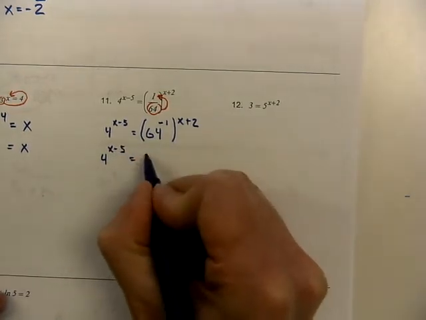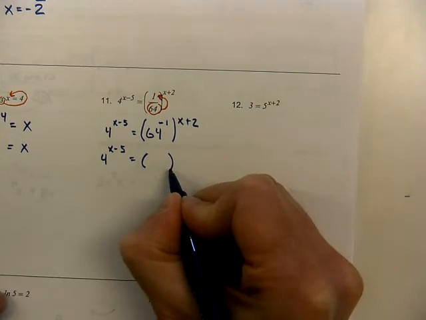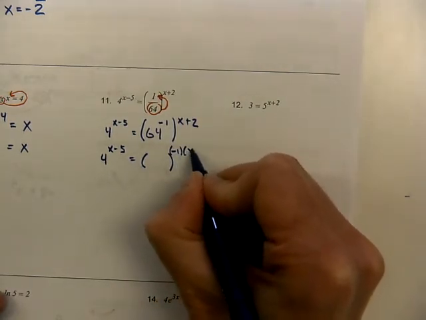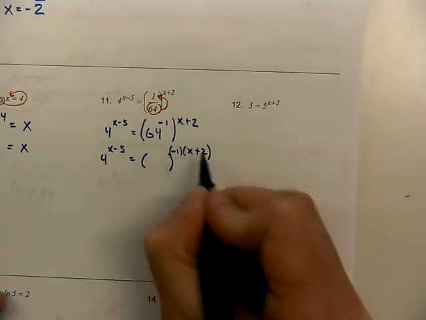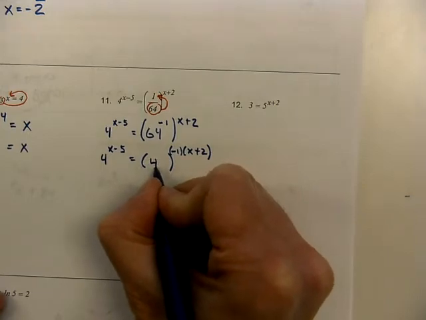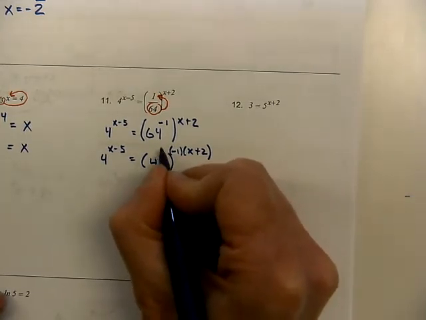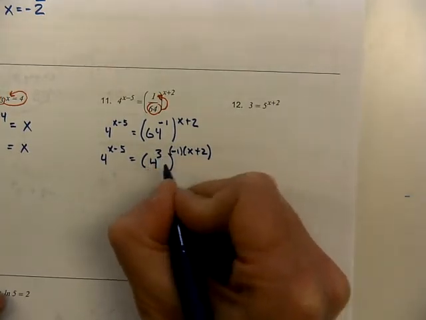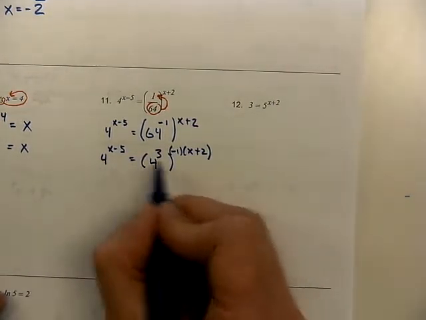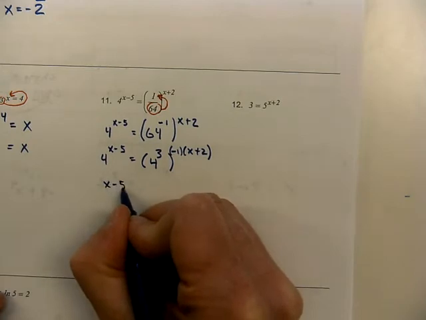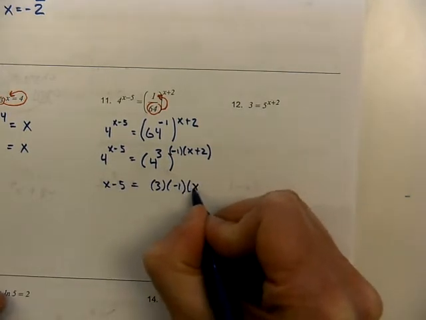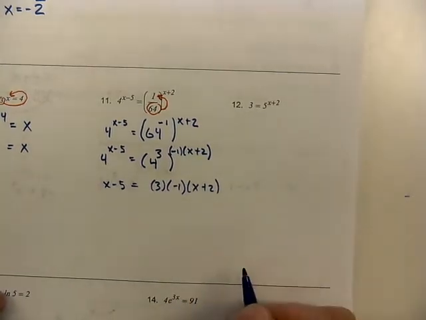So the left looks the same. The right-hand side, we want to take the 64 out, and that means we still have the exponent of -1, we still have the exponent of x plus 2, they're all being multiplied together. So let's take the 64 and replace that with 4 to some power. So 4 squared is 16, we want 4 cubed, that's 64. So now this is our one-to-one property. If the bases are the same, then the exponent on the left must equal the exponent on the right. And again, those are all being multiplied together.